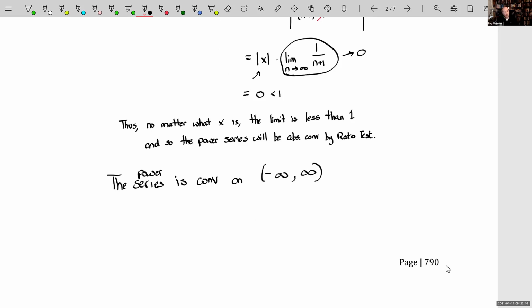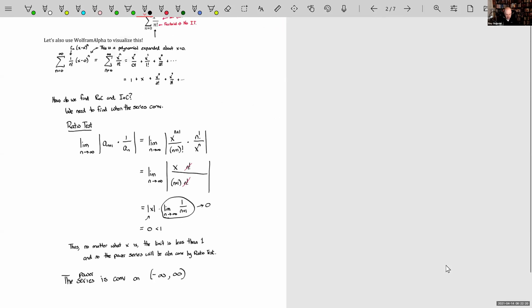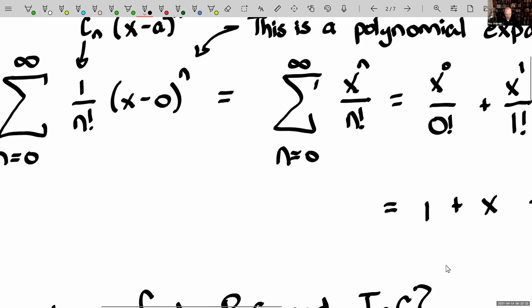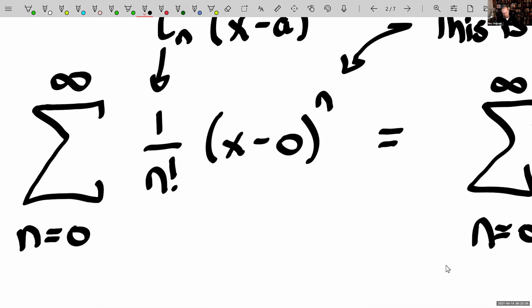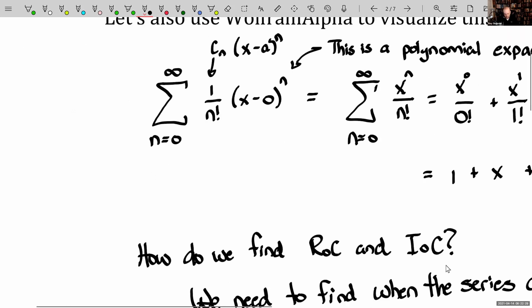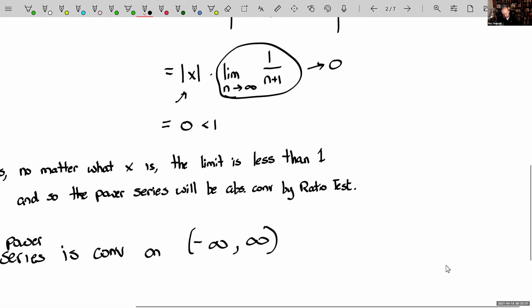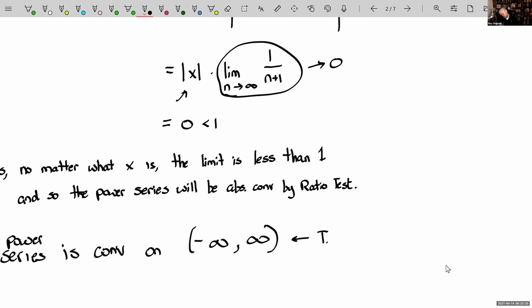Notice the center of that interval is 0, which is where our power series was centered. Let me just zoom in over here. Our power series was centered at 0. So that's our interval of convergence. The radius of convergence, it has an infinite radius.